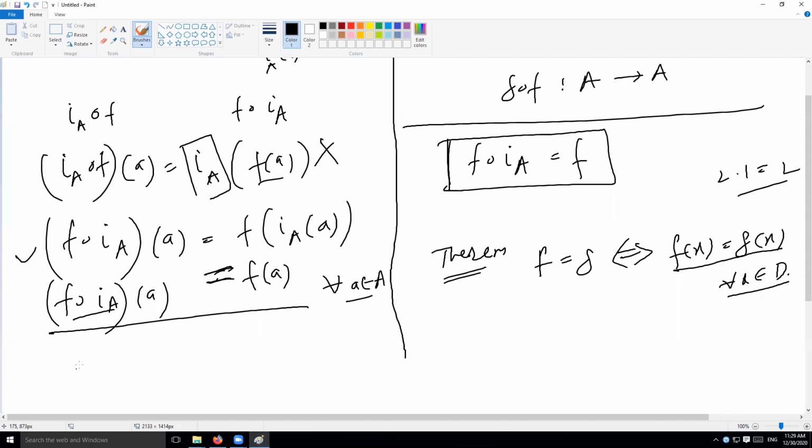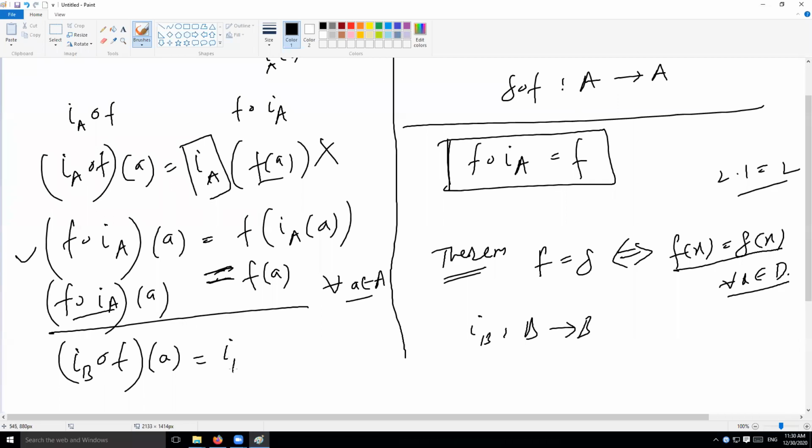How about A composition F? That does not make sense. How about if I take the identity function of the set B and compose it with F? Would that make sense now? The identity function of B is a map from B to B. Yes, this would make sense.